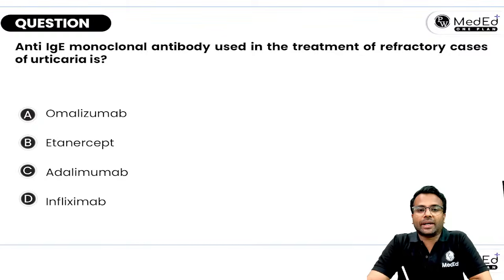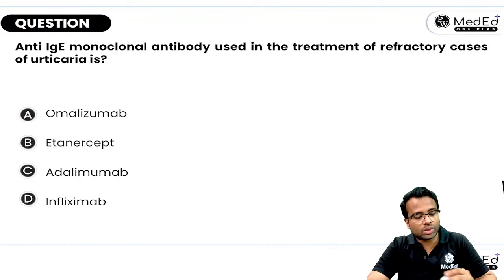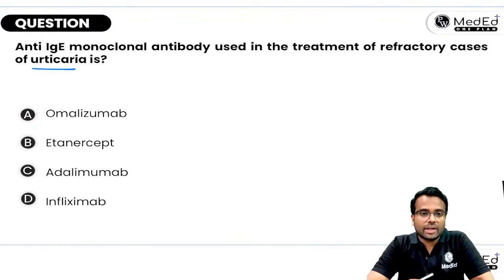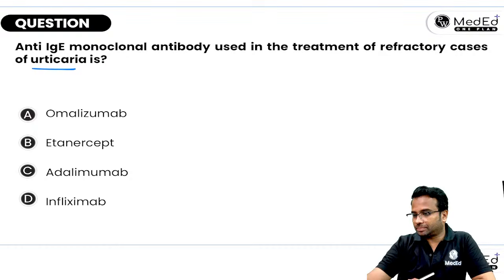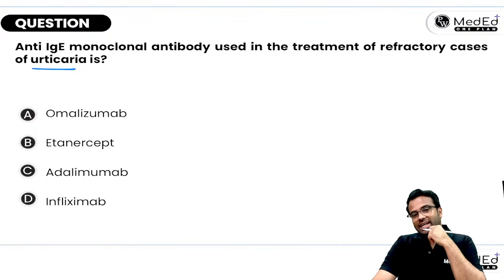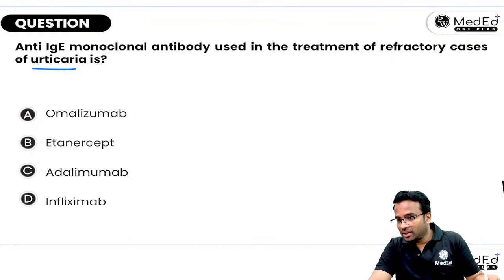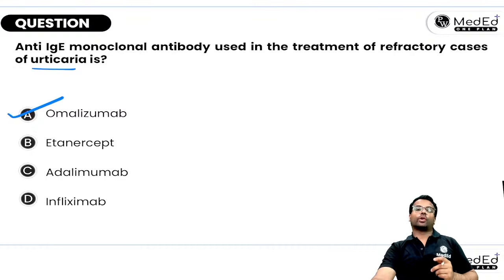Anti-IgE monoclonal antibody is used in the treatment of refractory cases of urticaria. So which one is used? Basically what we are asking is, what is a biological agent that is used in the cases of urticaria? Is it omalizumab, etanercept, adalimumab, or infliximab? Let's see who is able to answer. I'll give you a few seconds to answer this question. Coffee scrubs say it is A. Puneet also says it is A. We have maximum answers going towards A. Inara is also saying A. Absolutely. It is going to be omalizumab.